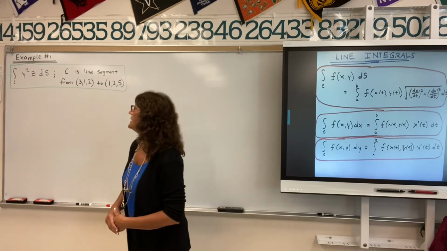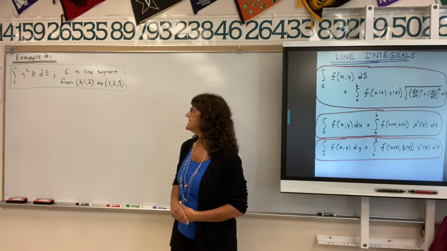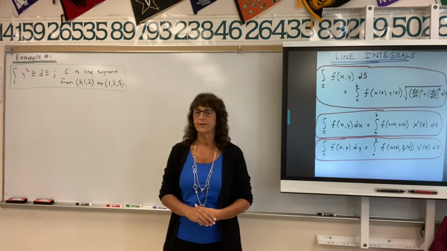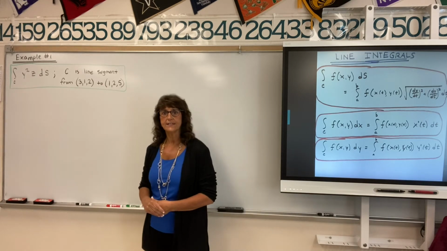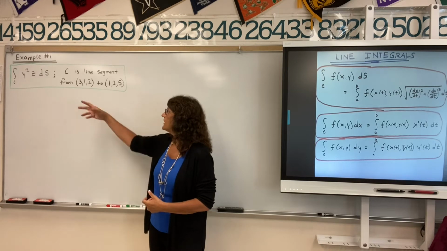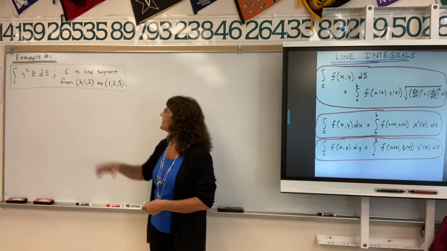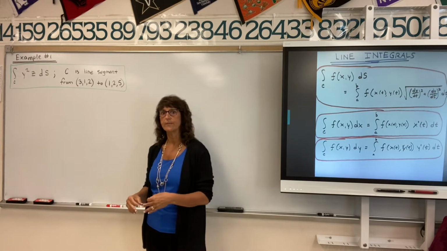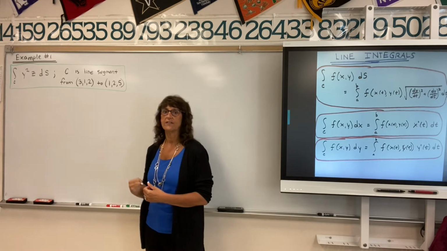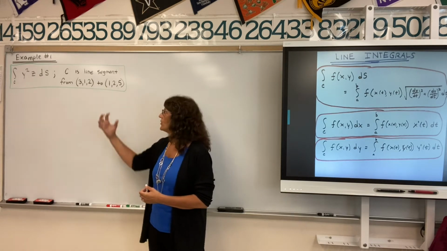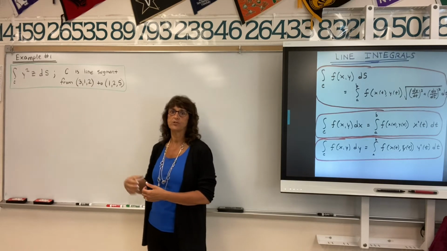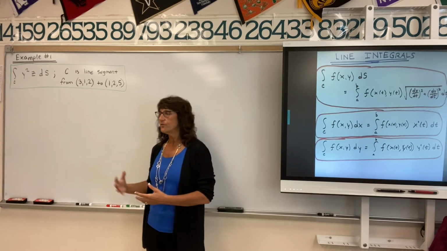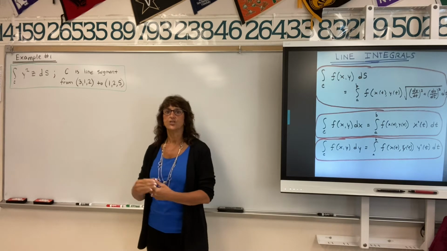First example, we're going to take the integral of y squared z ds, and C is the line segment from (3, 1, 2) to (1, 2, 5). Because C is a line segment, we can rewrite this in parametric form. Since you have ordered triples here, this is a line segment in 3-space. We're going to write the equation of our line segment in parametric form, x in terms of t, y in terms of t, z in terms of t, and use those components to rewrite our integrand in terms of t.